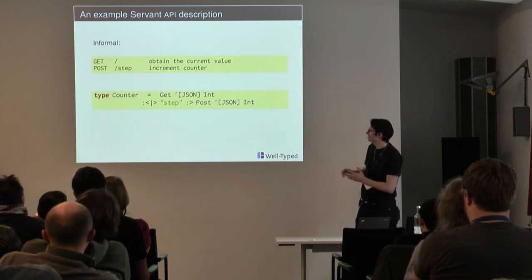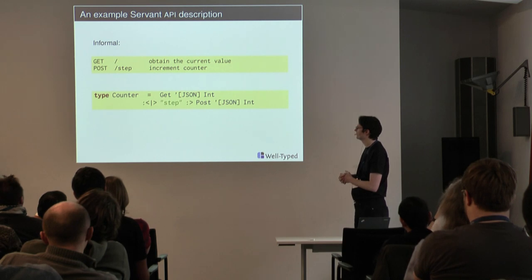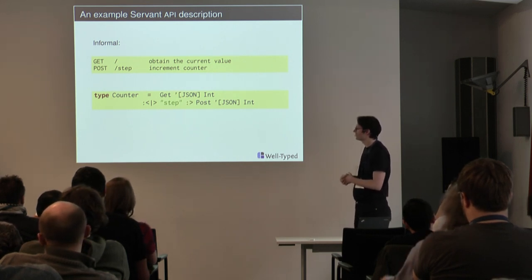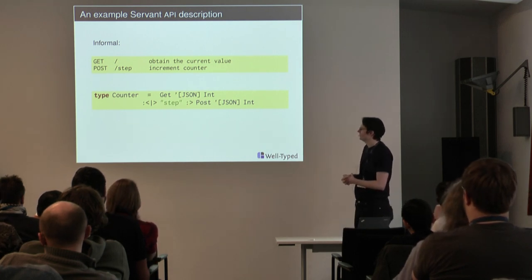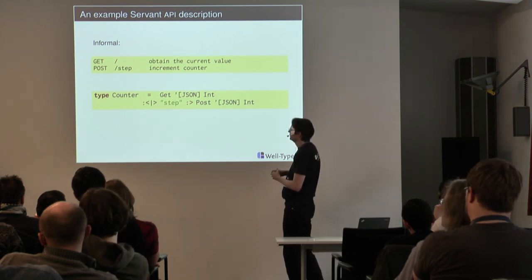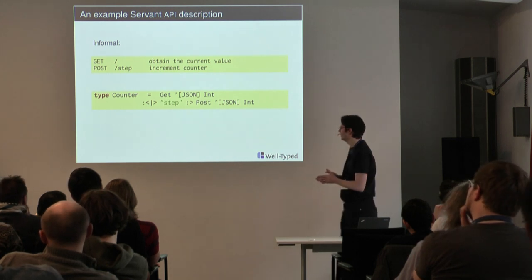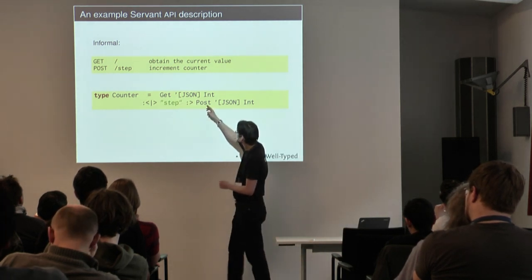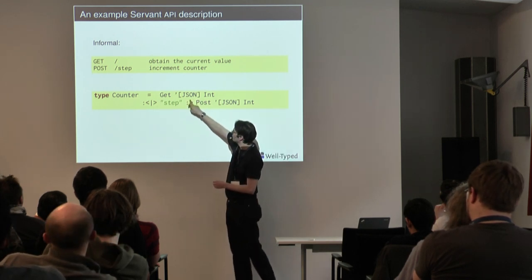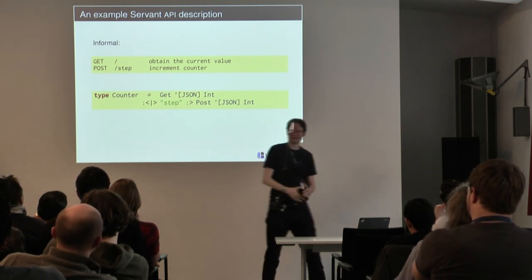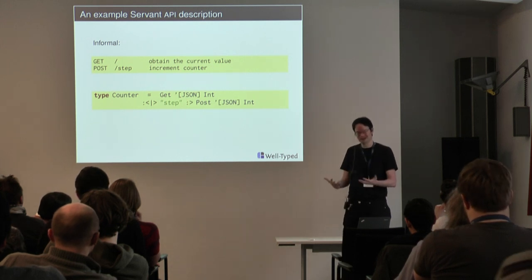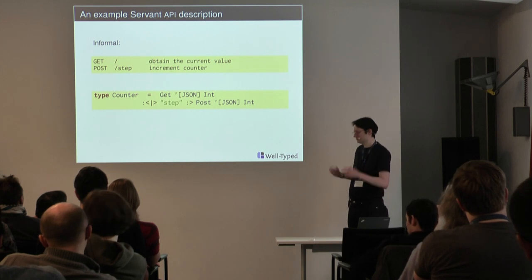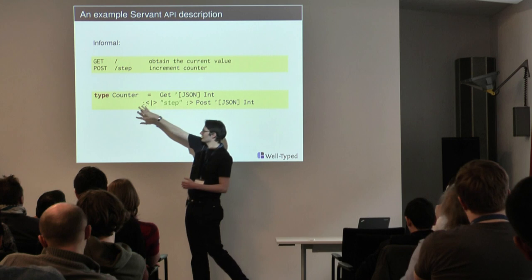So if you have an informal description of a very small API, where you can say, oh, I can get the root in order to obtain a current value of some counter, or I can post to step in order to increment the counter, this is how it looks in Servant. And actually, almost everything you see here is defined by Servant. I mean, there are all the things you get, post, JSON, this funny operator, that funny operator, these are all things that are provided by the Servant library. So that's what I mean by embedded domain-specific language, right? So there are lots of things that are given to you by Servant that allow you to put these descriptions together. All in all, it then forms something that lives on the Haskell type level.